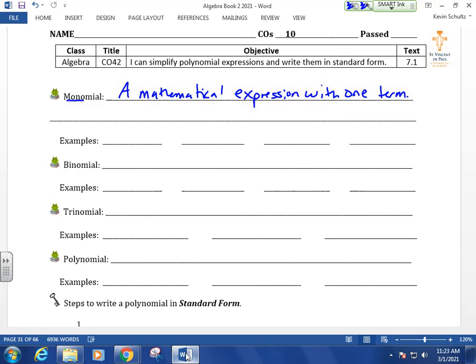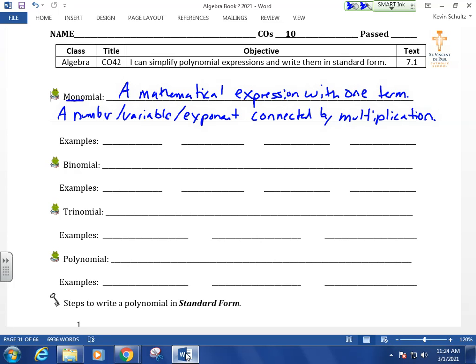Now, you think back to PO10 in algebra, we talked about terms and combining like terms, and we've taken mathematical expressions and verbalized terms before. Now we're going to look a little bit deeper. A term is a number, variable, or exponents connected by multiplication.